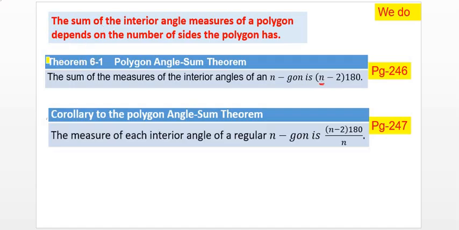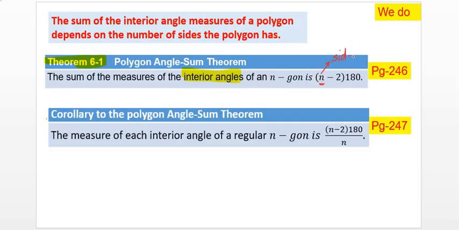The first theorem, Theorem 6.1, is the polygon angle sum theorem. The sum of the measures of the interior angles of an n-gon is n minus 2 times 180. N minus 2 times 180, where n stands for the number of sides.